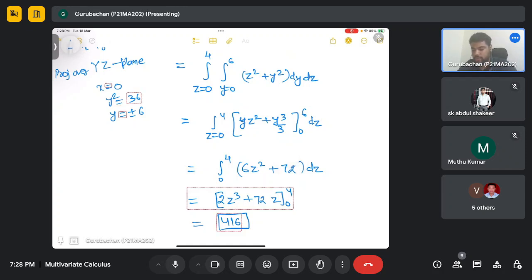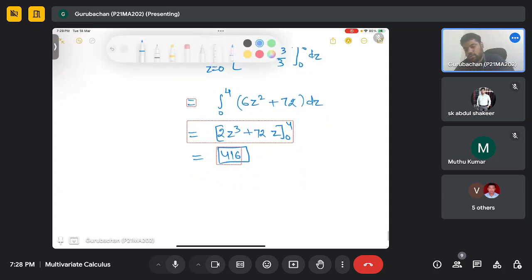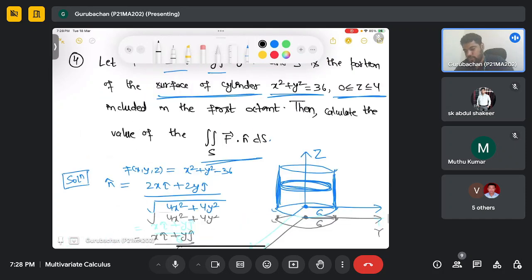I hope now you are comfortable with how to calculate this particular surface integral. Now let us move to verifying Green's theorem. For Green's theorem, the earlier question number is 4.